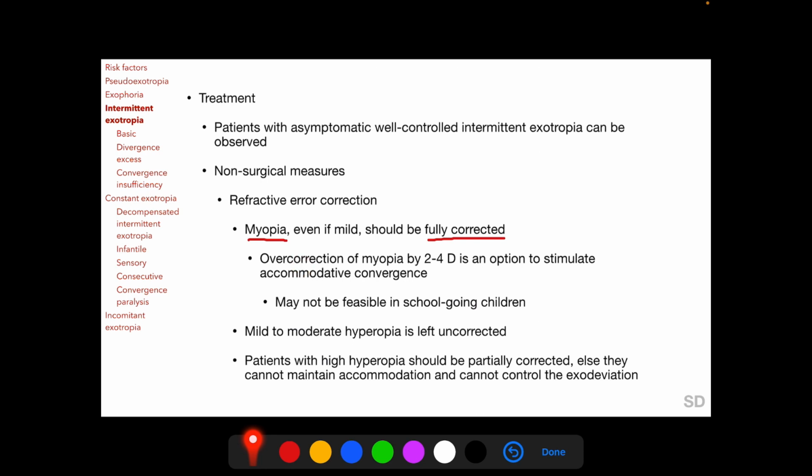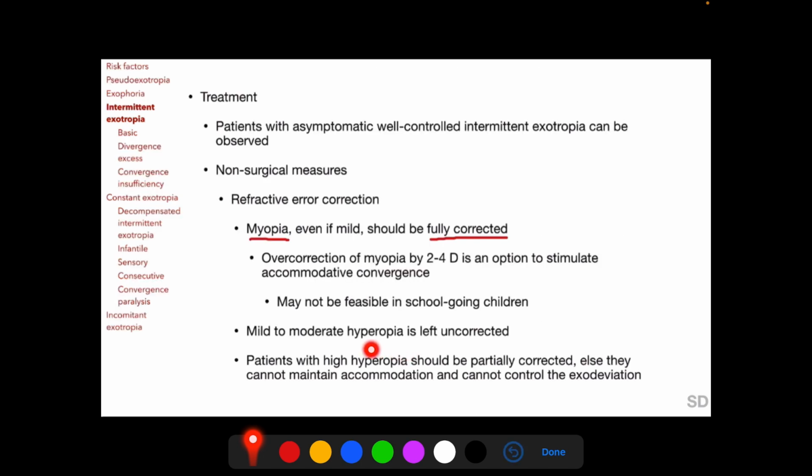Some recommend overcorrection of myopia by 2 to 4 diopters to stimulate accommodation and accommodative convergence, but this may not be a feasible option for school-going children, because hyperopic refractive error of 2 to 4 diopters for distance may make it difficult for the patient to focus on distant targets. But in IXT patients with mild to moderate hyperopia, the refractive error is left uncorrected, because this mild to moderate hyperopic refractive error for distance will make the patient induce accommodation, and simultaneously accommodative convergence will also be induced to control the exodeviation of IXT.